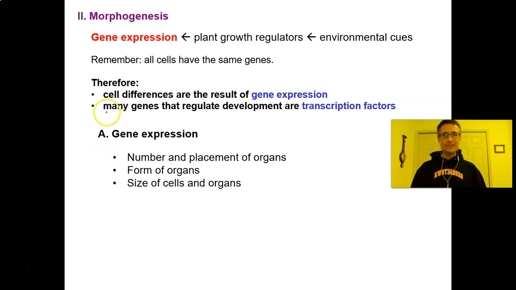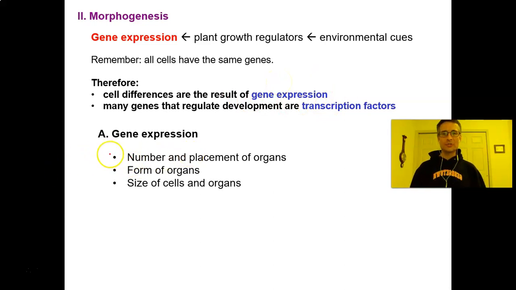What that means is that many of the genes that regulate development are transcription factors. They regulate gene expression, and by gene expression we're talking about the transcription of a gene from DNA to messenger RNA, and then the translation of the gene from messenger RNA to proteins. So these genes that we're going to be looking at that regulate development are usually transcription factors that set off these cascades of gene expression.